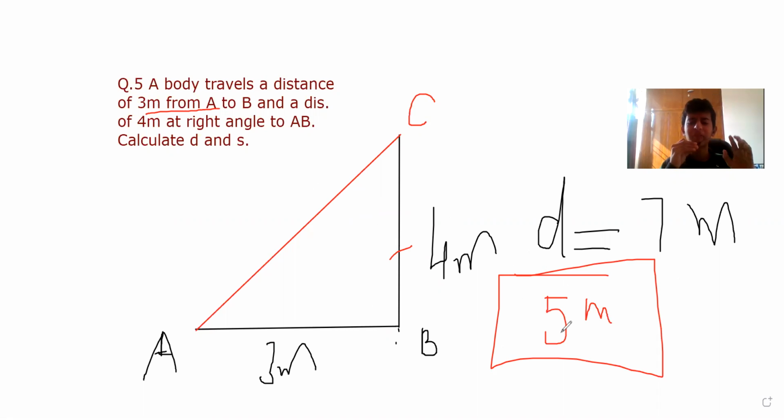So in this manner, we have solved all the interesting questions about distance, displacement, speed, and velocity. We are going to talk about acceleration in the next class.